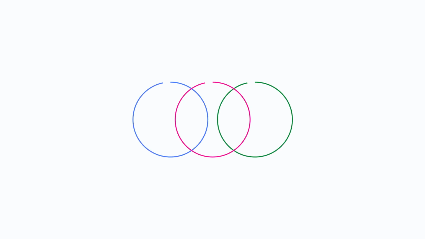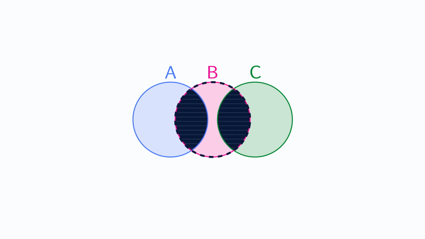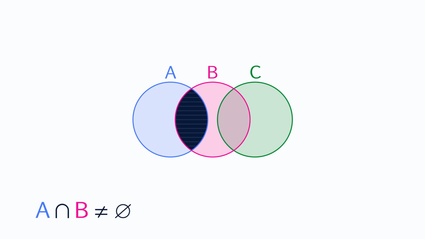This is a Venn diagram for three sets, where one set shares common elements with each of the other two. Circles A and B overlap, and so do circles B and C. That means that set B shares common elements with both set A and set C. The intersection of sets A and B is therefore not an empty set.